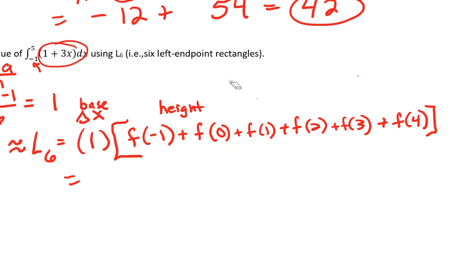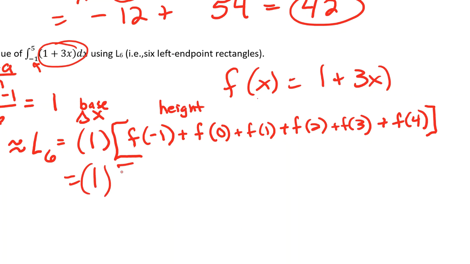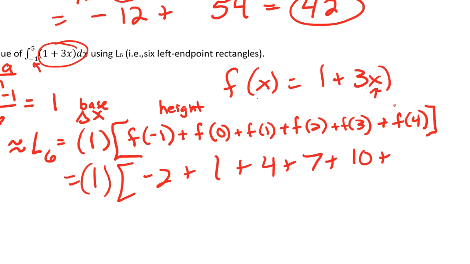You could grab your calculator otherwise, but our function is pretty simple here. Our f of x function is 1 plus 3x. So I think I can do this arithmetic. So f of -1 would be a -2. F of 0 would be a 1. F of 1 would be a 4. F of 2 would be 7, f of 3 would be 10, and f of 4 would be 13.